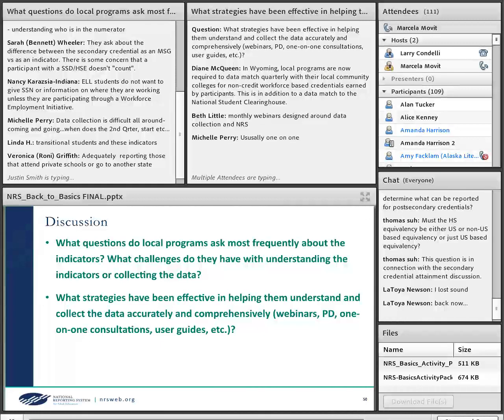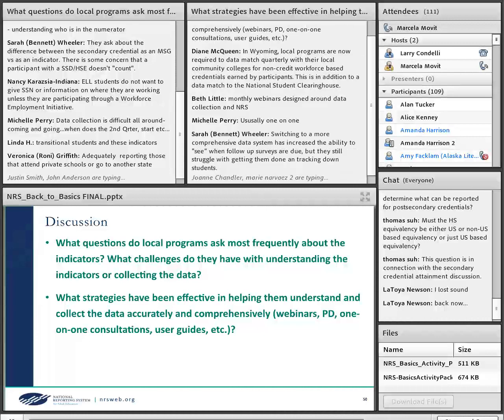Let's see. Some more questions. ELLs don't want to give social security numbers or information on where they're working, right? So that's the privacy issue we were talking about before. Data collection is difficult all around, coming and going, trying to figure out when things start and end, and transitional students.